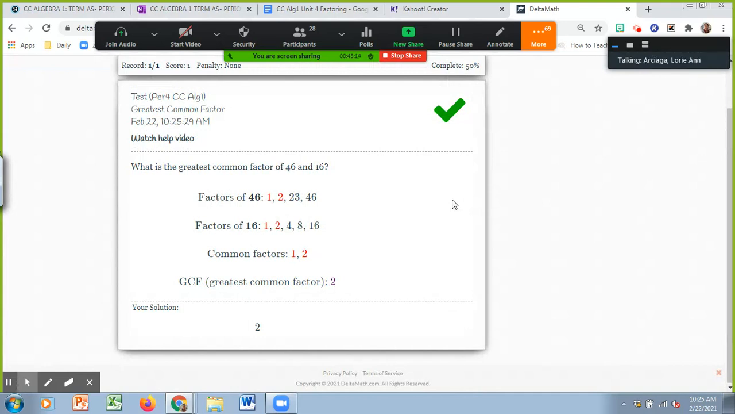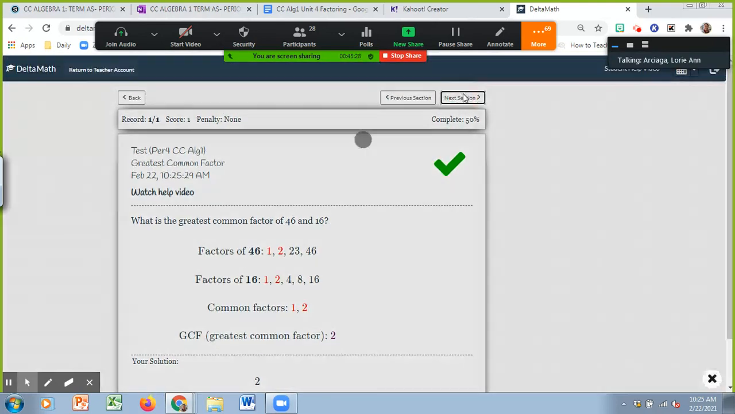Good job, Sean. And some more clues: if the numbers are both even, as you can see in this one, 46 and 16, even numbers can be divided by 2 exactly, right?